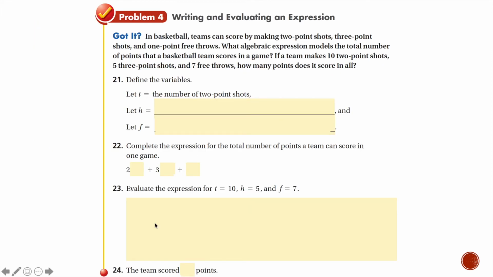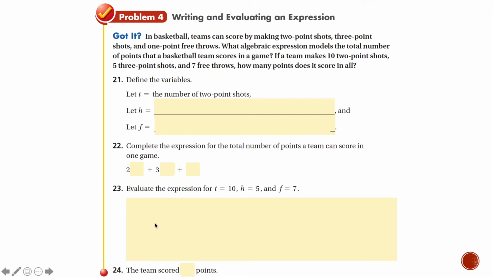Now, in basketball, teams can score by making 2-point shots, 3-point shots, and 1-point free throws. What algebraic expression models the total number of points that a basketball team scores in a game if a team makes 10 2-point shots, 5 3-point shots, and 7 free throws? How many points does it score in all?